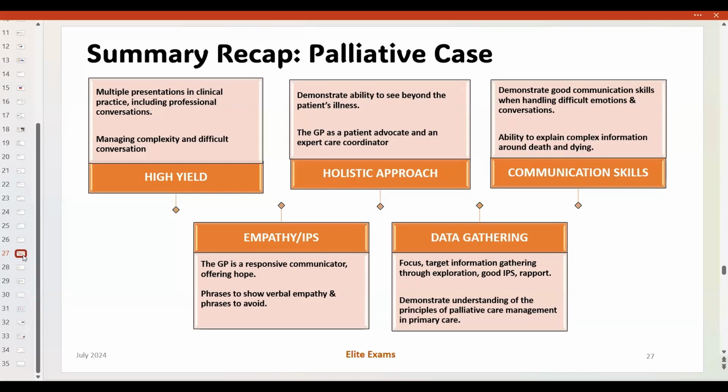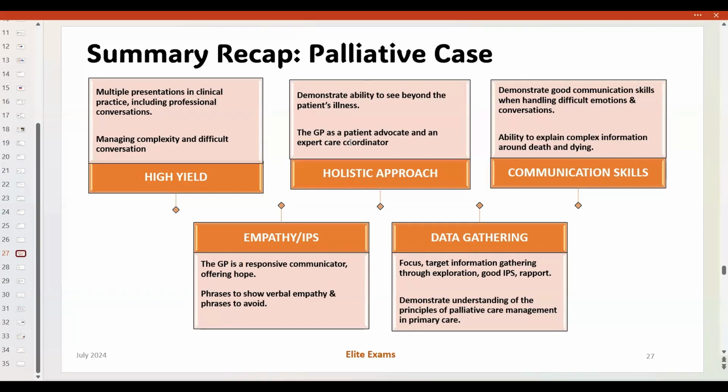It's important that we understand a holistic approach in managing palliative cases because we need to demonstrate our ability to see beyond the patient's illness. So everything that goes on, their relatives, the documents, their finances, we've got to take that into consideration. The doctor needs to be an advocate for the patient, you're expert in coordinating patient care, you need to be showing that in your role play and your clinical practice.